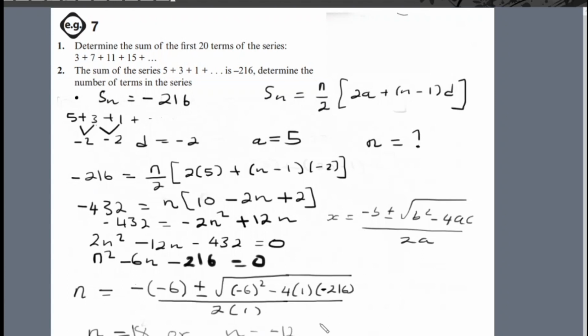But then n has to be a natural number since it describes a number of terms, right? So since n has to be positive, n must be positive. Right? In our case n is a natural number. So we choose n greater than 0.